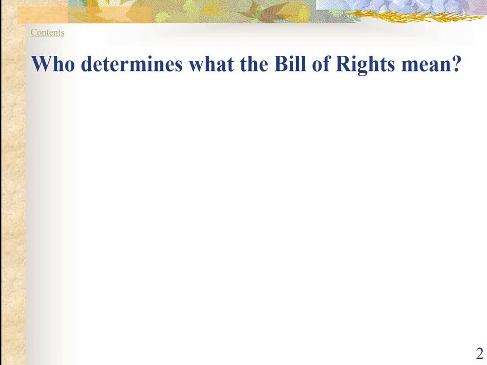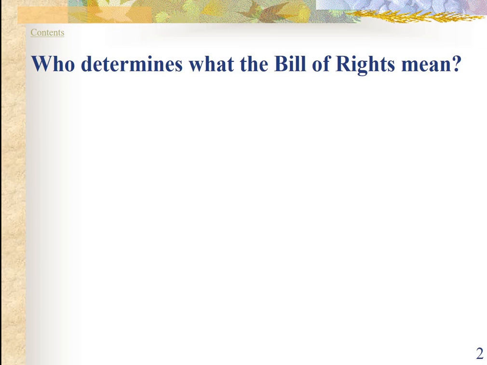For those that may not remember, the Bill of Rights is attached to our Constitution. It was an agreement between the Federalists and Anti-Federalists to make sure that the government wouldn't have too much power, wouldn't have the ability to take away the rights of individuals. So who determines what the Bill of Rights means?